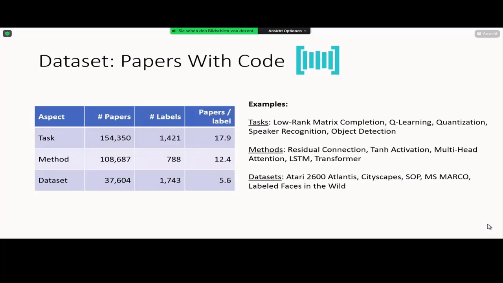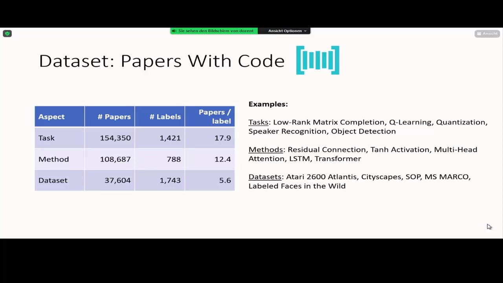Just to give an example, we have, for instance, a task like speaker recognition or object detection, methods like LSTM or transformer. And here on the left, you can see the distribution. And what you can see here is that we have an unbalanced data set. So we have most papers for the task aspect and least papers for the dataset aspect.